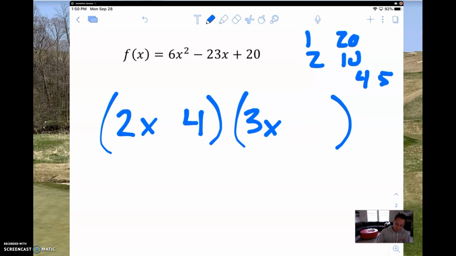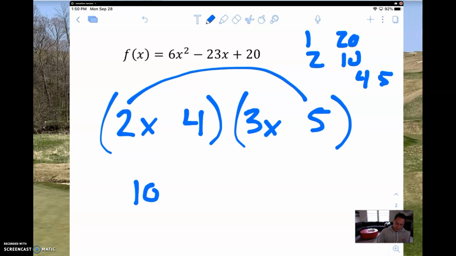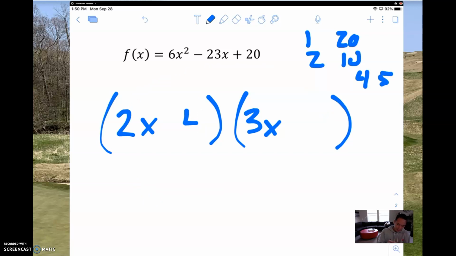Try 4 and 5. If I take the outside ones, that's going to be 10x. If I take the inside ones, oh, we're so close. That's 12x. 10 and 12, that makes a 22 or a 2, but not a 23. So let's switch those around. Instead of 4 and 5, let's pick 5 and 4.